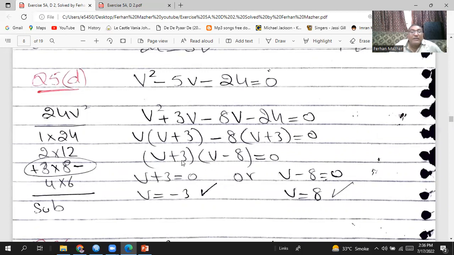These two brackets, they are multiplying with each other. So I will make these brackets equal to 0. So v plus 3 equals 0. So v will be equal to minus 3. v minus 8 equals 0. So v will be equal to 8. So there are two solutions. One is minus 3 and the other one is 8.